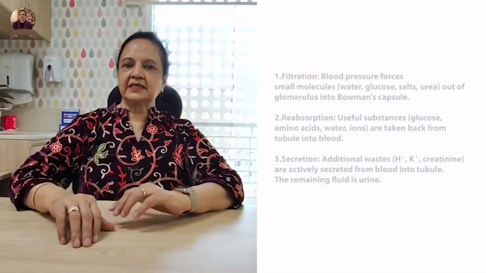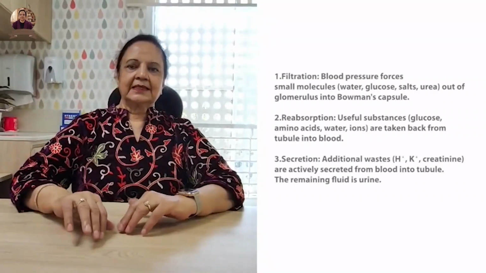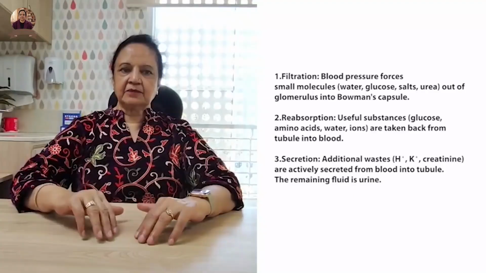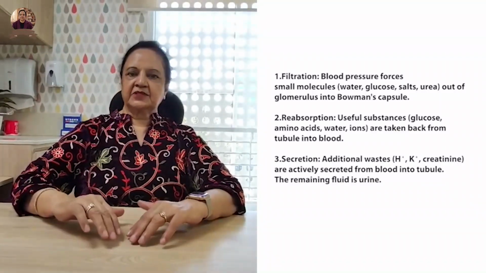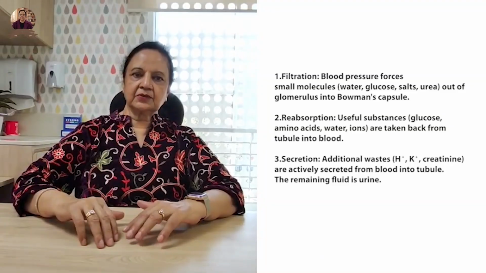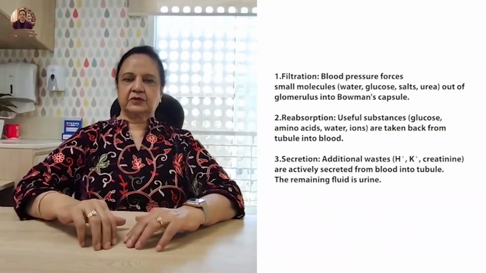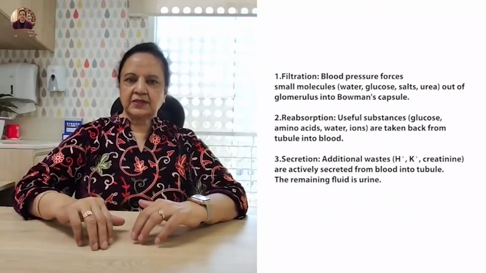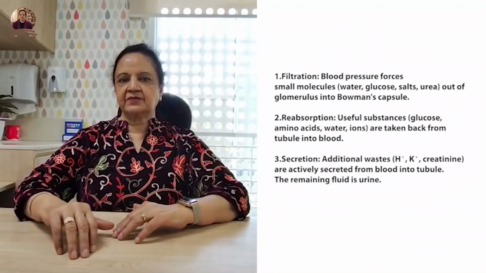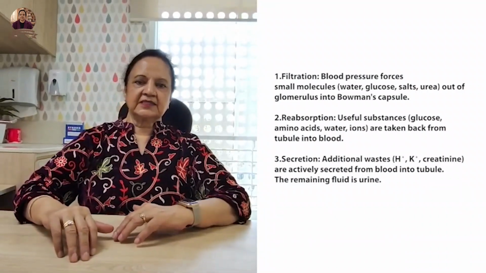This three-step process happens in millions of nephrons. The initial filtrate is similar to the blood plasma minus proteins. Reabsorption is selective. All glucose is normally reabsorbed. Urine contains water, urea, salts and other excess substances.